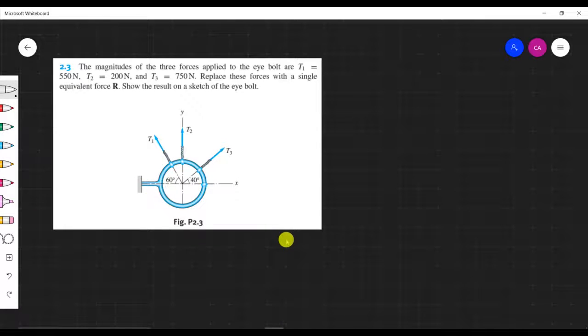Sige, nababasa naman, no? So, the magnitudes of the three forces, as you can see, applied to the eye bolt are T sub 1 equals 550 Newton, T sub 2 equals 200 Newton, and T sub 3 equals 750 Newton. Replace these forces with a single equivalent force R. Show the result on a sketch of the eye bolt.